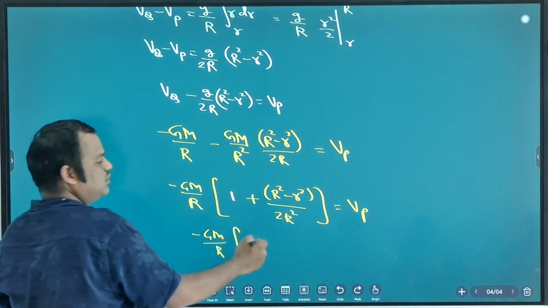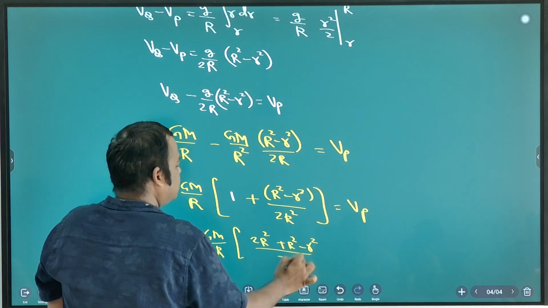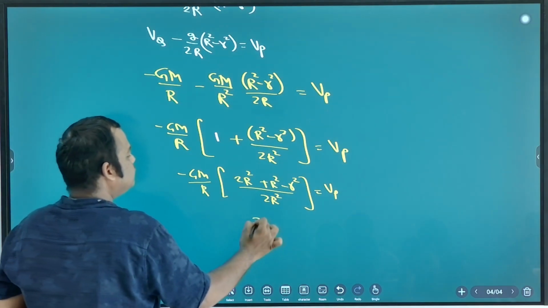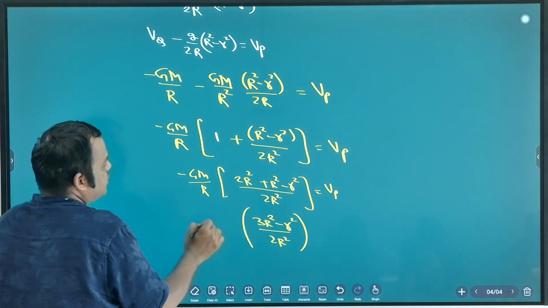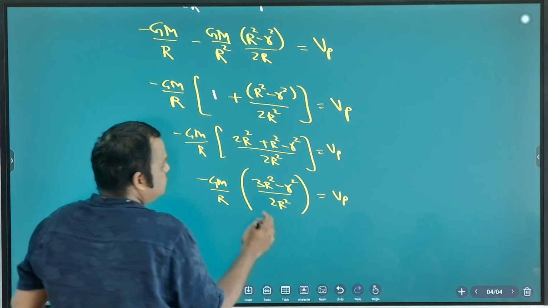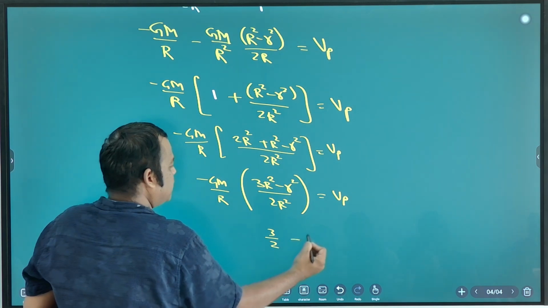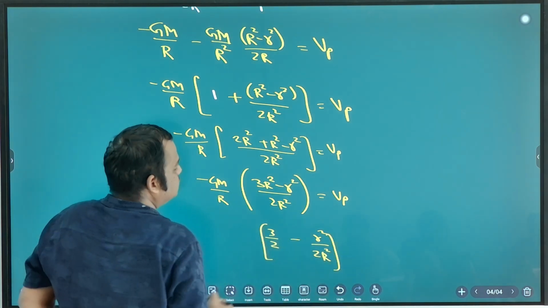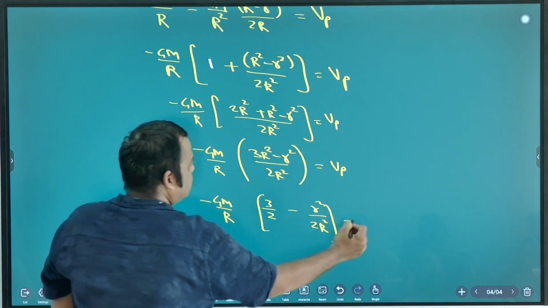2R square into 1 plus R square minus small r square by 2R square is equal to Vp, 3R square minus small r square by 2R square, minus Gm by R. So this is Vp. So this is 3 by 2 minus small r square by 2R square. Clear? Minus Gm by R is equal to Vp.